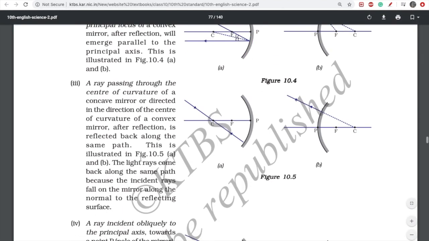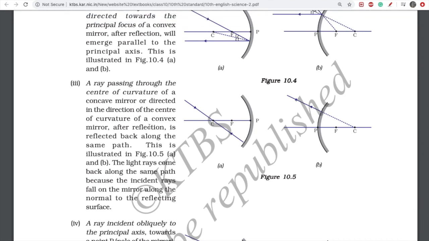Next rule, a ray passing through the center of curvature will be directed back along the same path after reflection, correct? Now how is this? If a light ray passes through the center of curvature and reaches the mirror, it means it is traveling along the path of the radius of the circle. What is the normal here? Normal is, let us draw again.